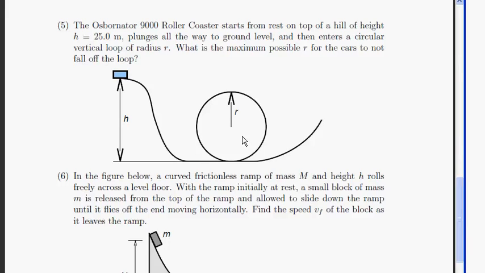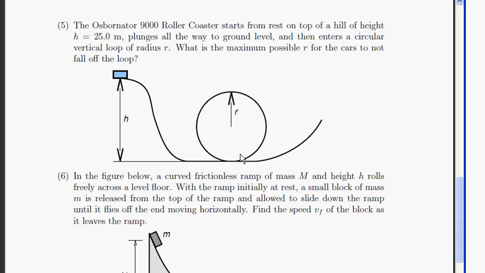Okay, in problem 5 we have the Osbornator 9000 roller coaster where it starts at a height h, basically at rest, and then the car plunges down this hill to ground level, and then it goes through a loop of radius r. We want to know how big can this loop be, so what's the radius of this loop, how big can the radius of this loop be without the cars falling off.